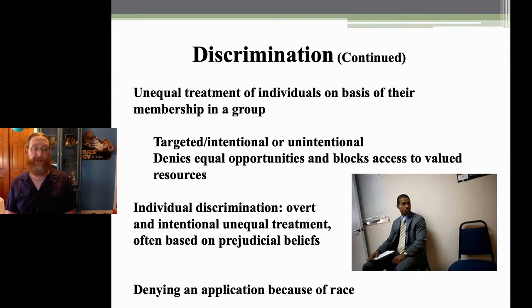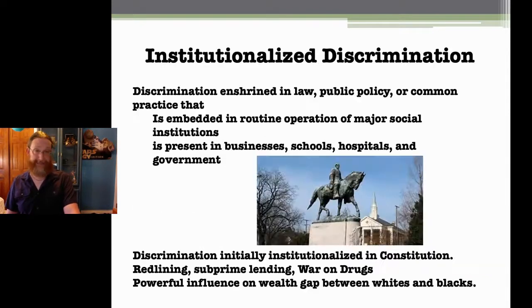Individual discrimination: overt and intentional, unequal treatment, often based on prejudicial beliefs. Certainly denying an application, like I said, based on race, but that can be housing, and that can be healthcare, and that can be your very life in many instances. Now, controversial or not, but toppling a lot of statues, and a lot of the statues that are being toppled are statues of traitors to the United States during the Civil War and post-Civil War. And it wasn't right afterwards when those monuments were erected, most of them erected in the last 40, 50, 60 years, and protected, right?